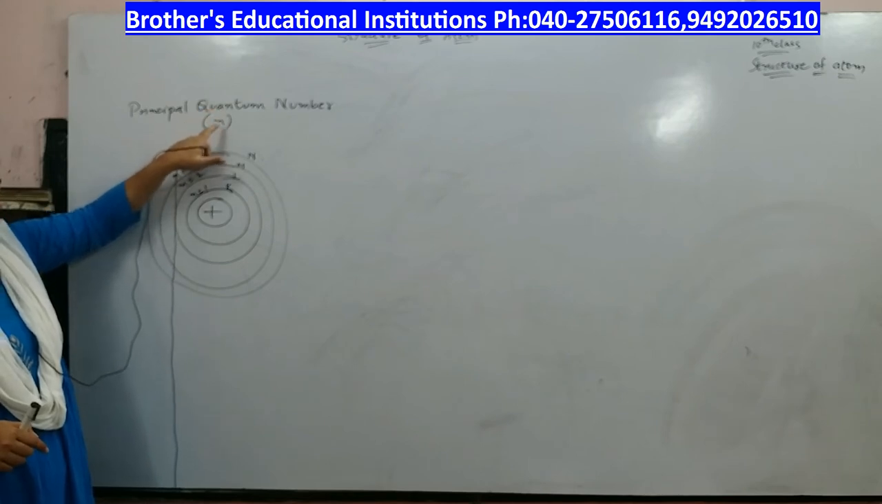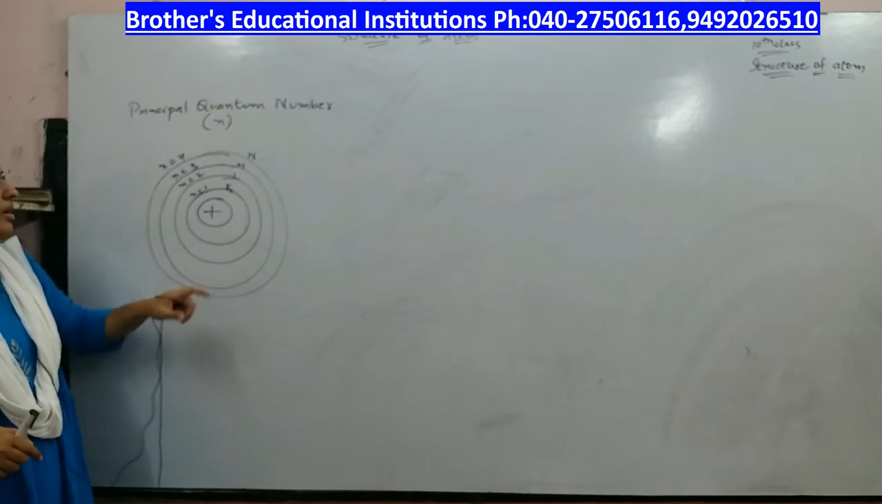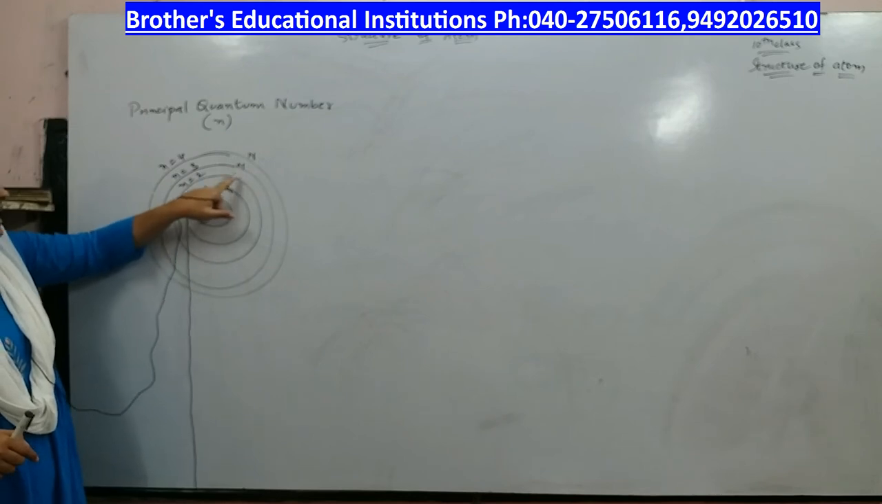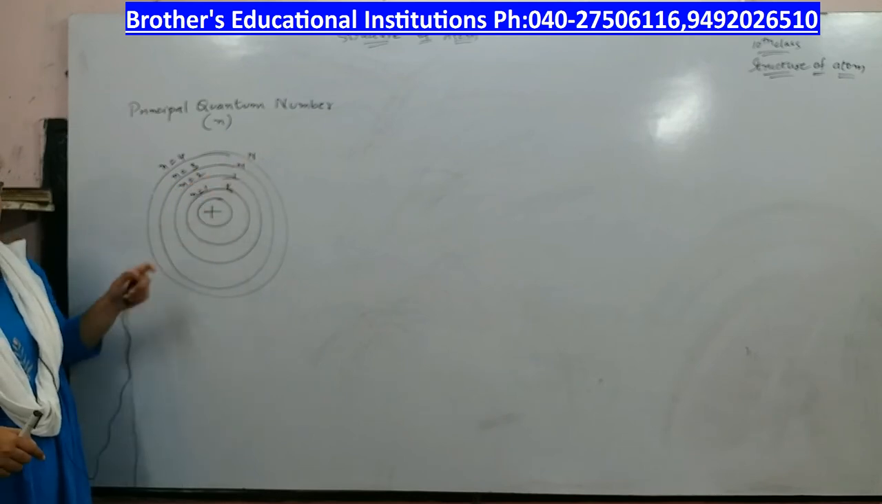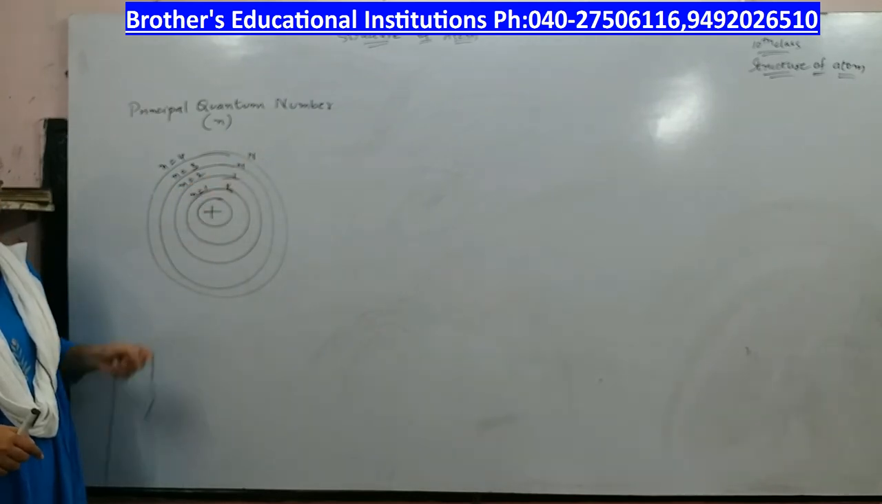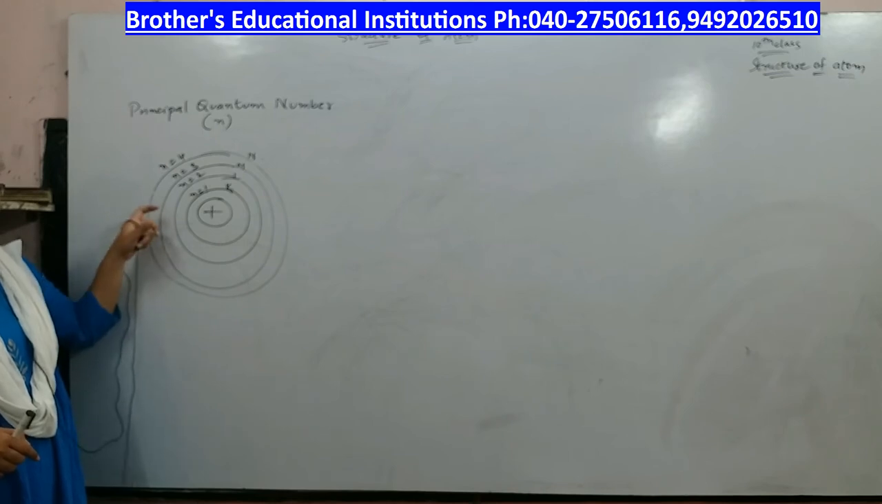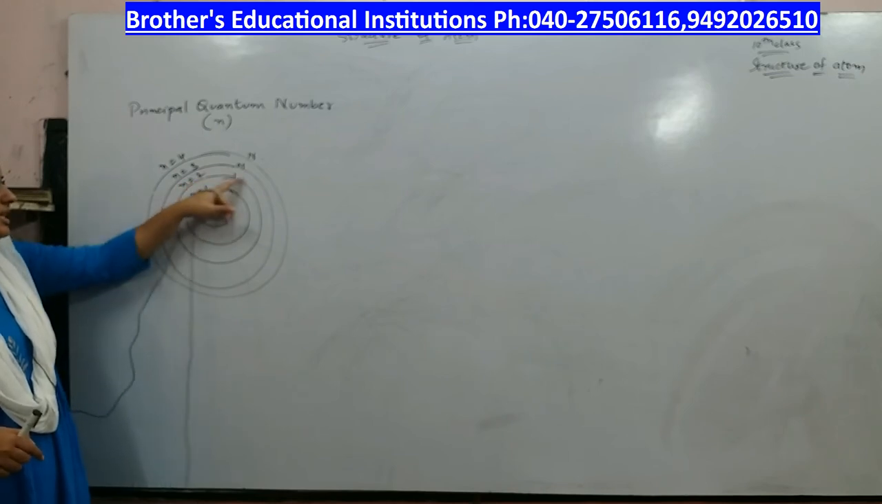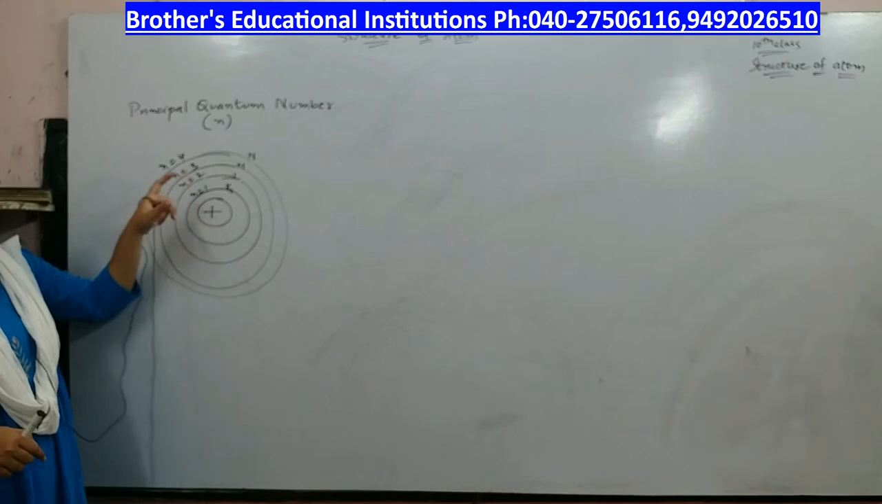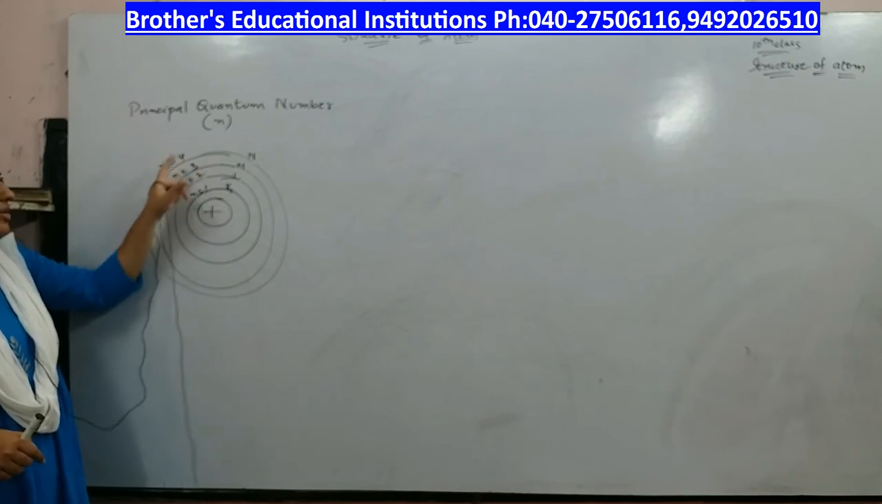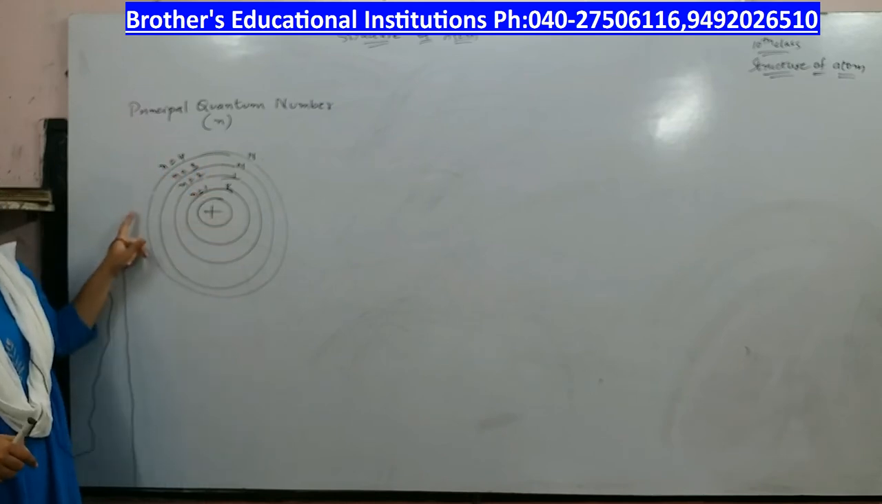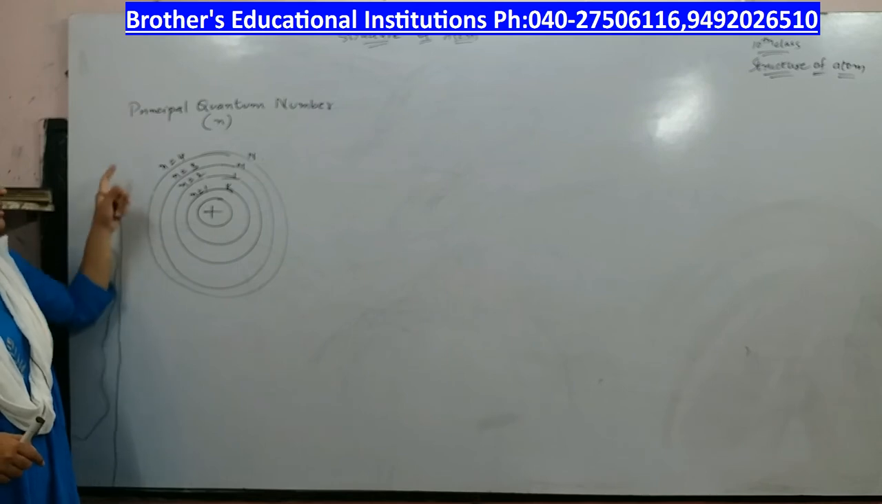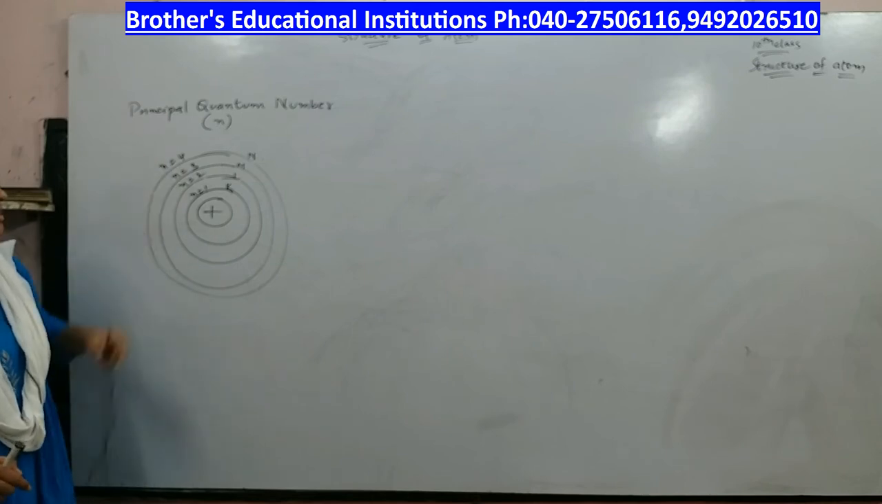This is what the principal quantum number tells us about, or it can be denoted by K, L, M, N. So, if I say the electron is in n equal to 2, then that means you have to see the second orbit. If the electron is in the third orbit, you have to say n equal to 3. That is how we consider the principal quantum number.